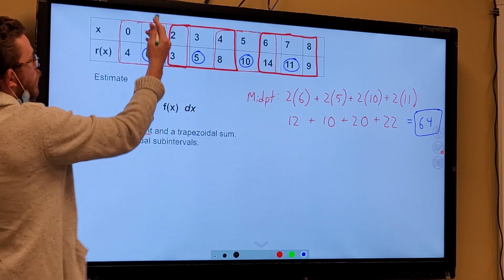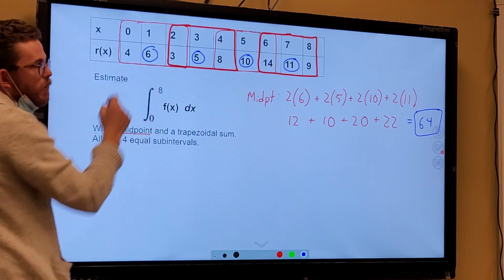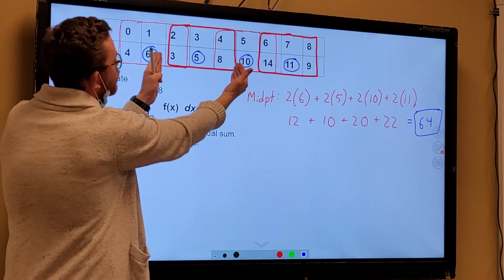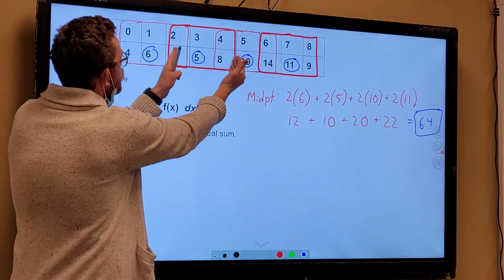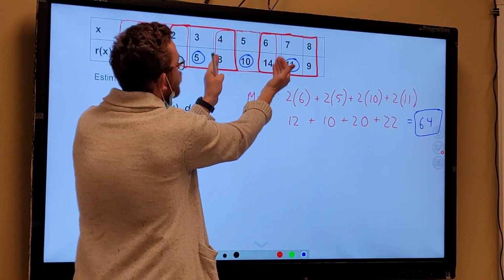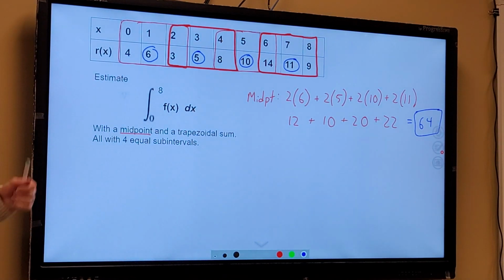first rectangle is going to go right here, spanning between 0 and 2. It's going to go up to that middle y value, the 6. My next one is going to span these two values between 2 and 4, going up to 5. Then between 4 and 6, going up to 10. Between 6 and 8, going up to 11. So I draw those rectangles out. That's the way my brain likes to see it. So that's how I got my midpoint sum.